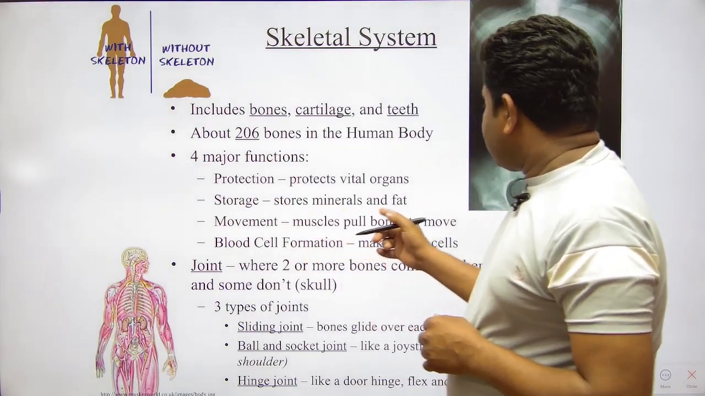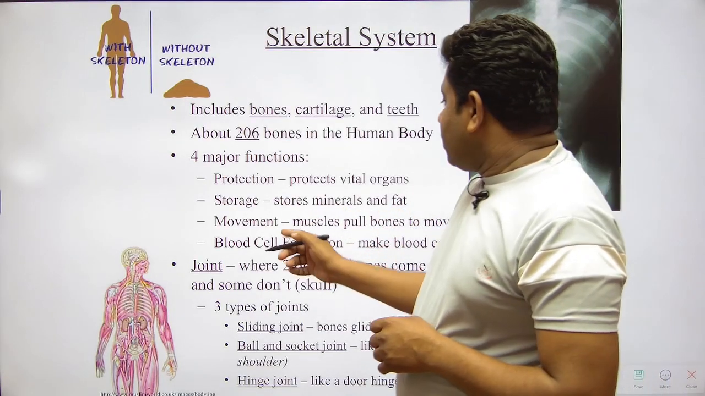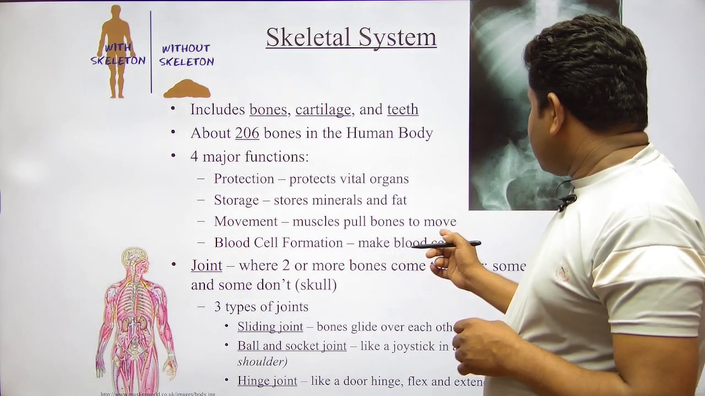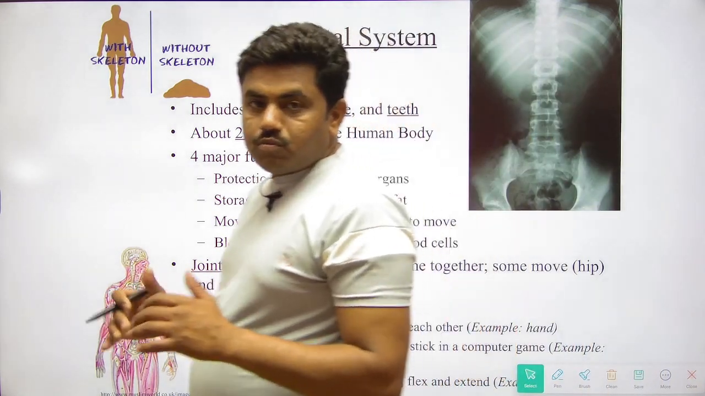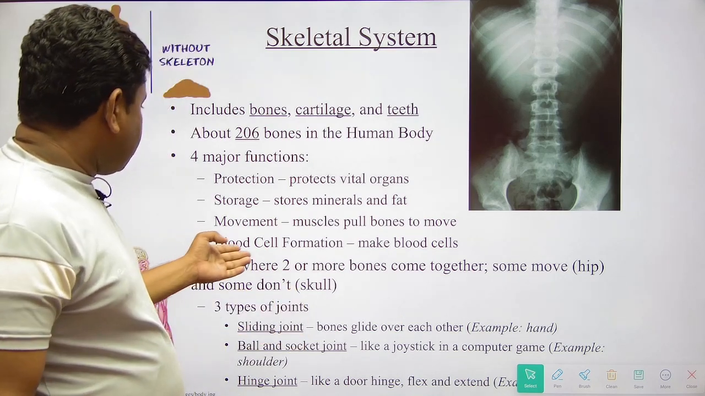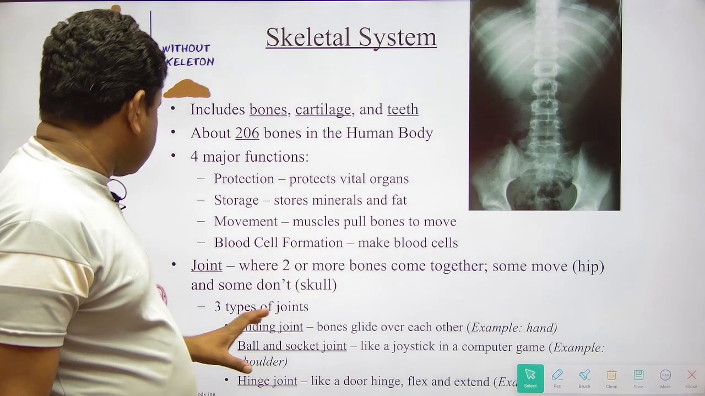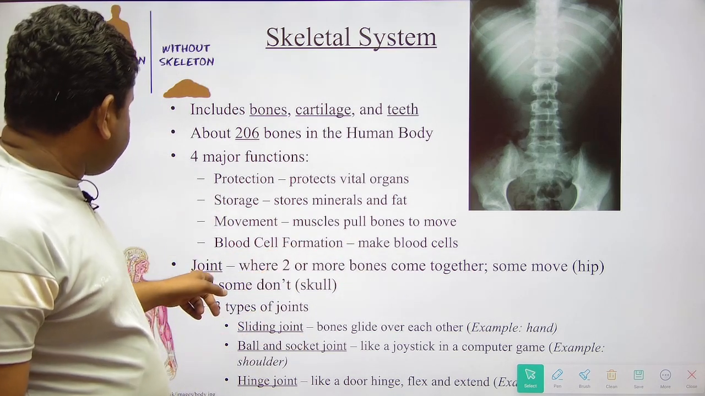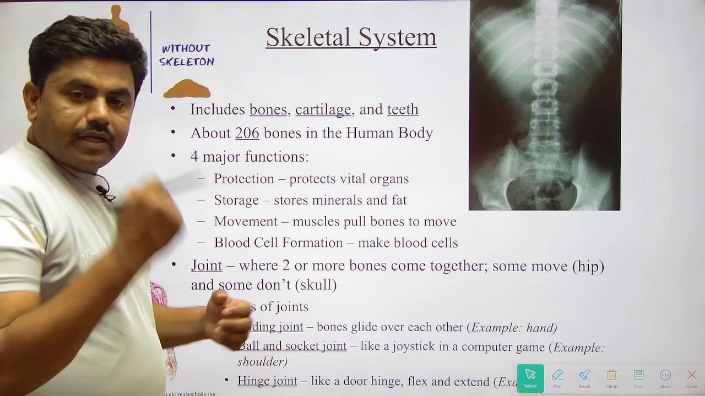Storage: minerals and fats are stored in the bones. Movement: muscles pull the bones to move, and that's why we move from one place to another. Now see, the bones also form blood cells. And joints are also a part of the skeletal system. There are many joints.